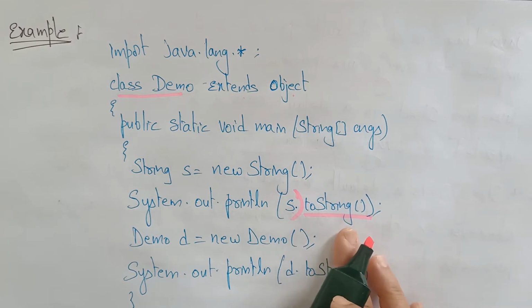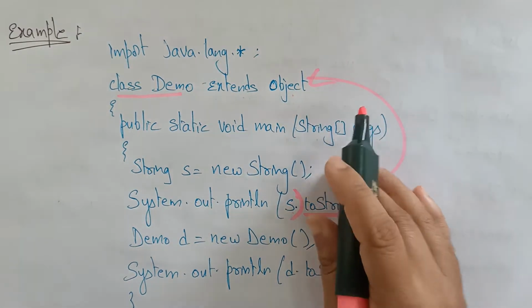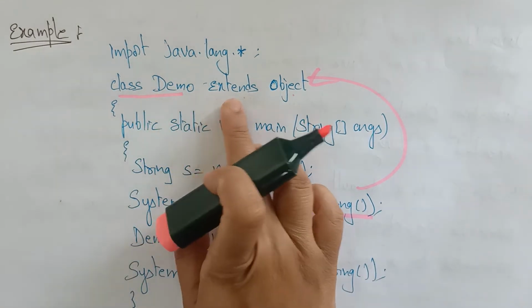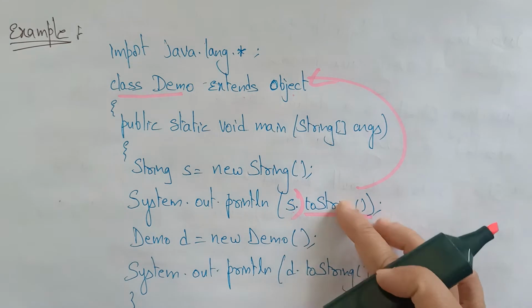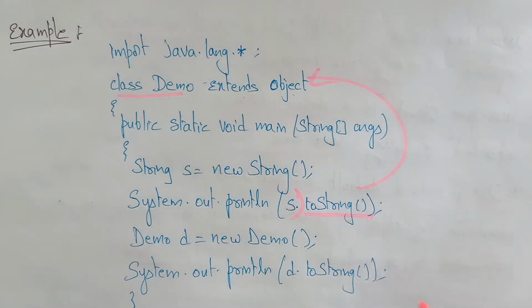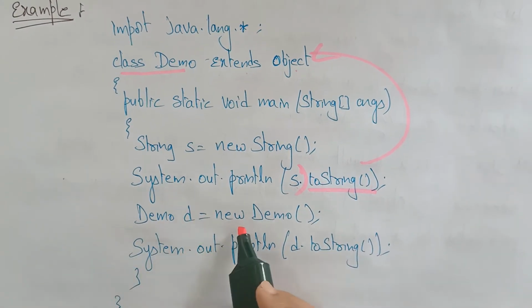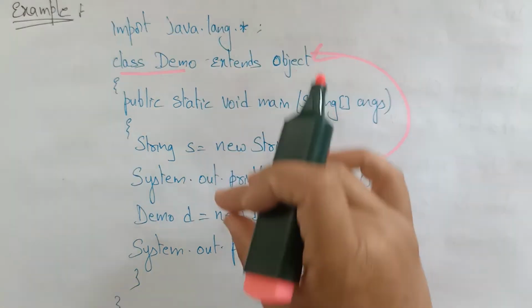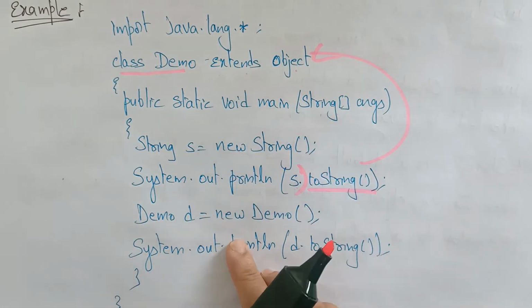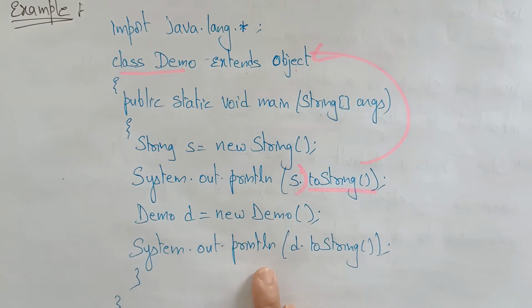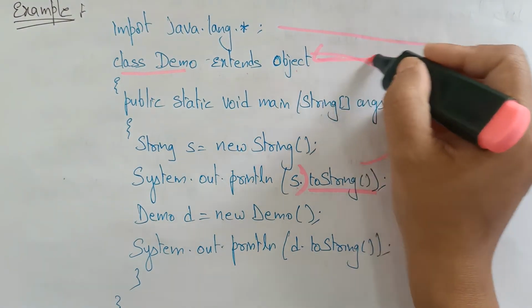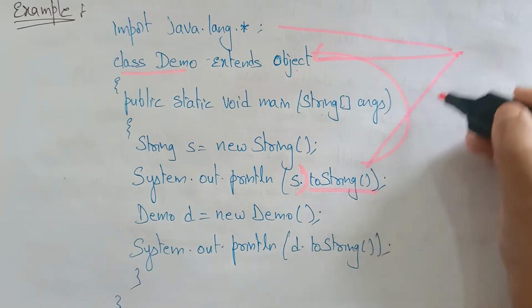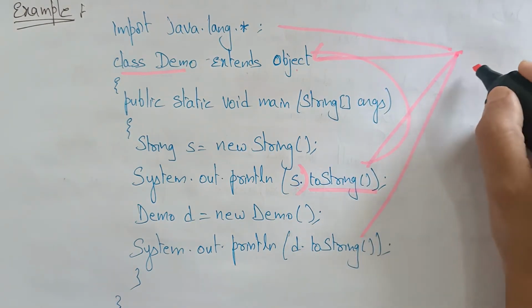toString is a method which is present in the Object class. So class demo extends Object, and whenever it implicitly extends Object, automatically these methods will be present. In the same way, demo d = new demo; a class object is created. This is a String object created, and this is a class object created. System.out.println(d.toString). So this java.lang.* and this Object, these two are implicitly present.